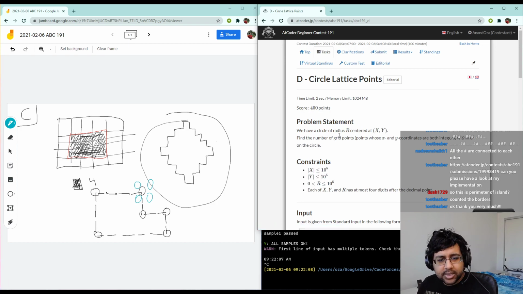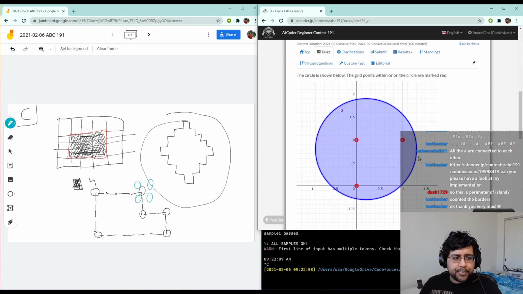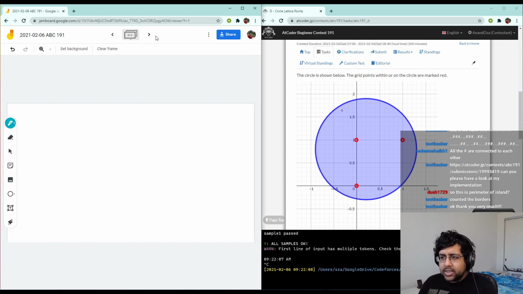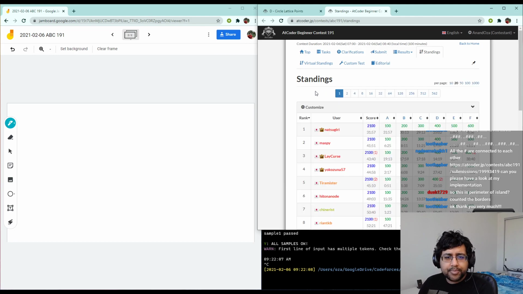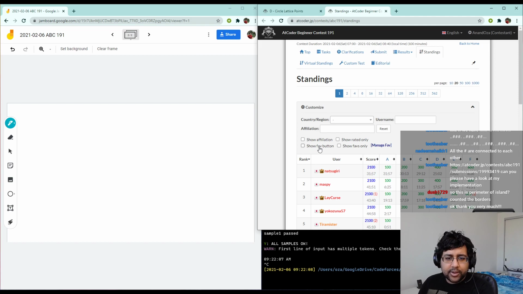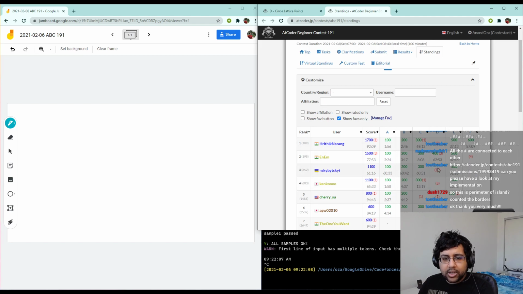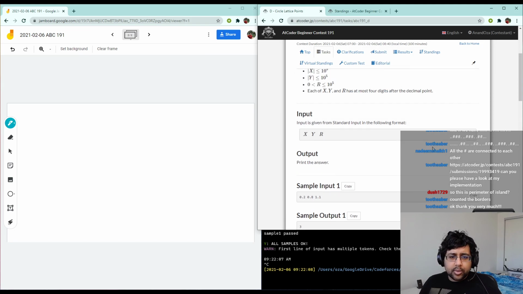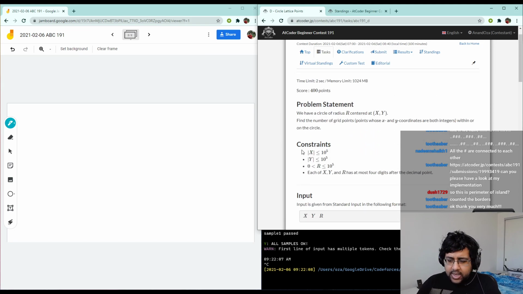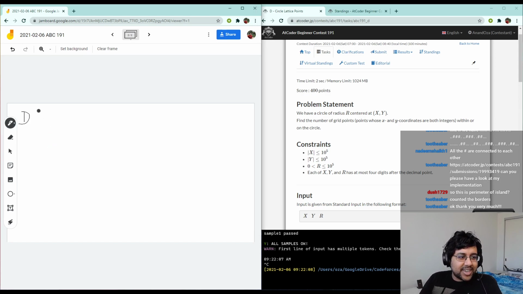Cool. All right. So D is circle lattice points. They have a picture here. And this was an interesting one because when I looked at the friends standings, I just have a bunch of random people on my friends list as kind of a sample, and almost nobody got D, and there were a ton of wrong submissions. So it's kind of interesting because it seemed like a pretty straightforward problem because of the constraints. So I guess I'll go over my thoughts on it, and then I'll implement it, and we'll see if I get clowned the same way because that's always possible.